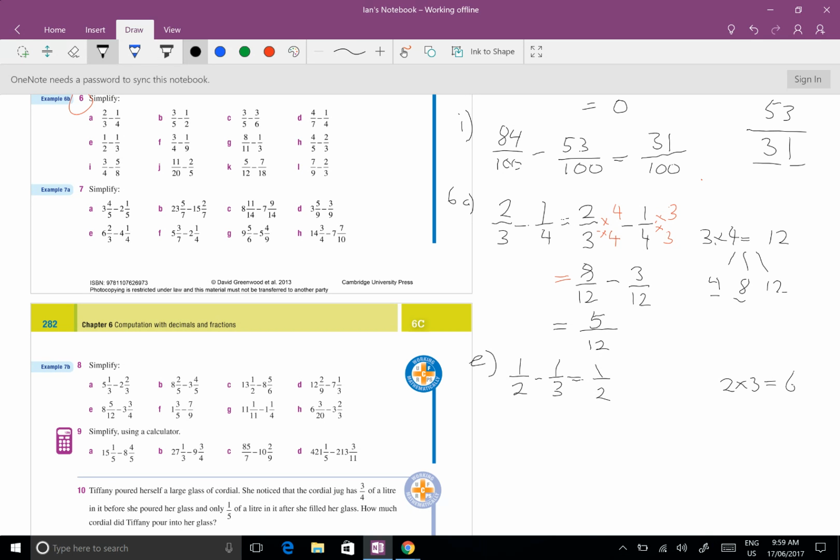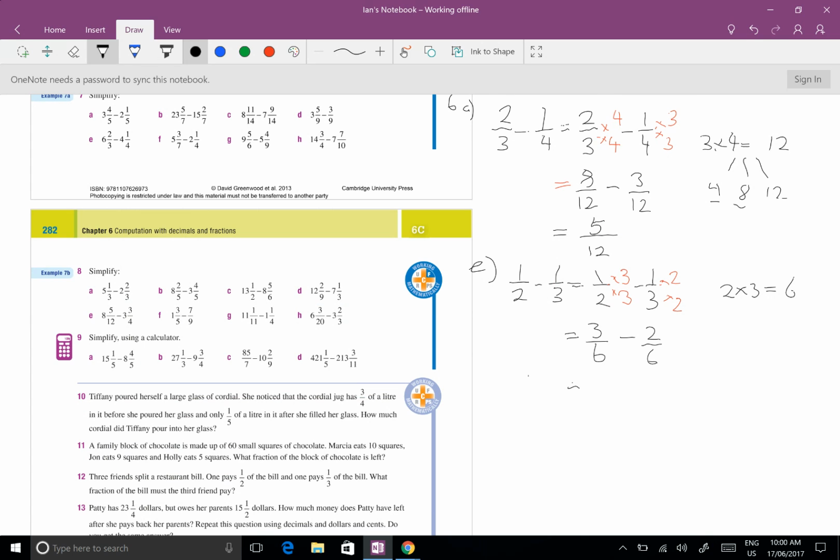So let's take a half. How do I make the bottom, or the denominator, 6? I multiply by 3, so I'll do that top and bottom. And that'll give me 3 on 6. And we know that's a half. Let's do the third. And we'll multiply that top and bottom by 2. And that will give us 2 on 6. Leave the denominator alone. So we get 6. 3 minus 2 is 1. 1 on 6.